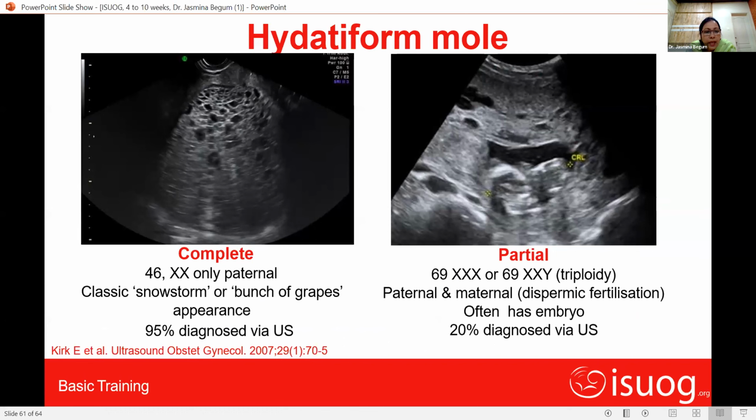It is very easy to diagnose complete mole. 95% of cases are diagnosed easily by the classic appearance of a snowstorm or bunch of grapes with bilateral theca lutein cysts in the ovaries. The difficulty arises in diagnosing partial mole. Only 20% of cases can be diagnosed, showing a big placenta with focal trophoblastic proliferation and multiple cystic spaces in the placenta, along with a growth restricted fetus or a fetus with anomalies. That will help us to know the partial mole.